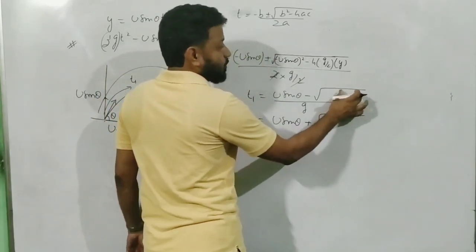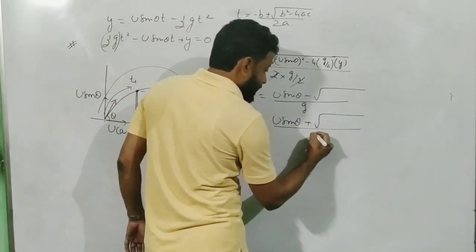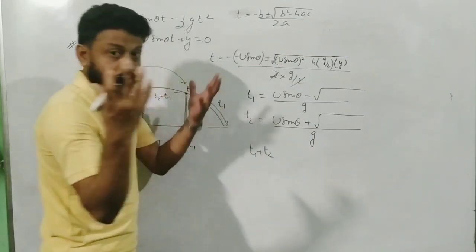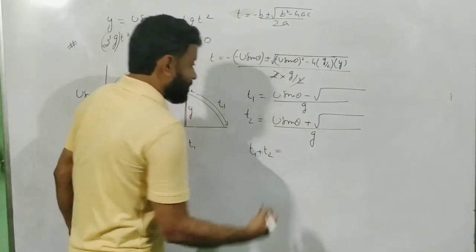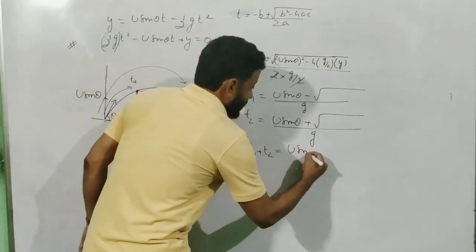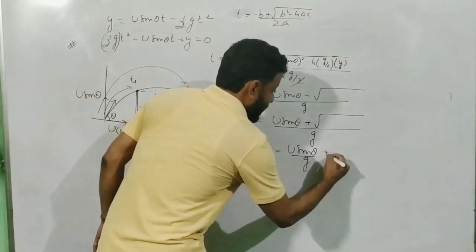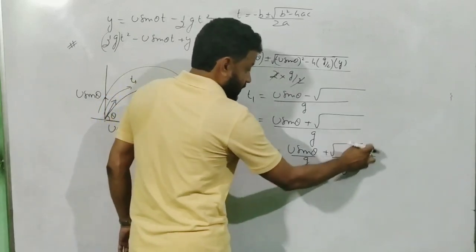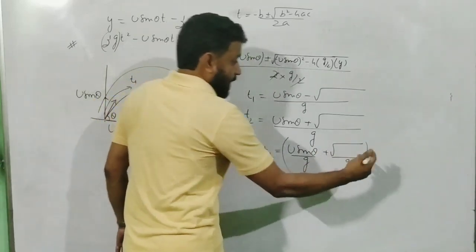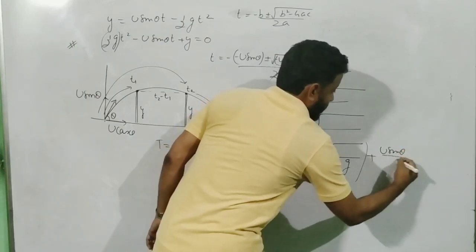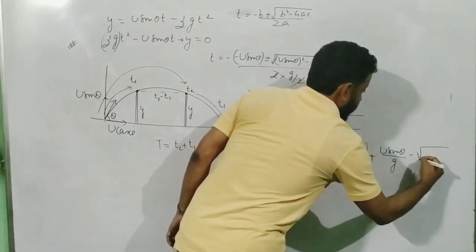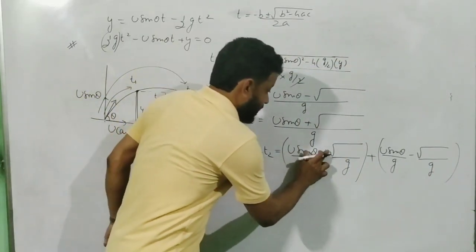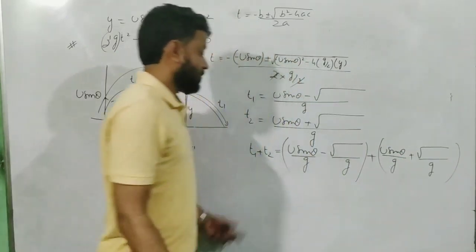Root over of, I am not writing this root over thing because I have a very different intention altogether right now. Okay. Now what is t1 plus t2? Remember, t1 plus t2 is what our intention was. t1 plus t2 is equal to u sin theta by g plus root over of this by g, plus then t1. This is t2. Plus t1, t1 is u sin theta divided by g minus root over of that factor divided by g. This is my t1 plus t2.